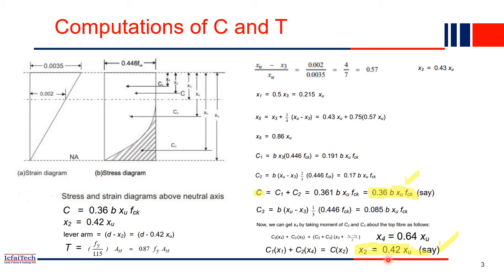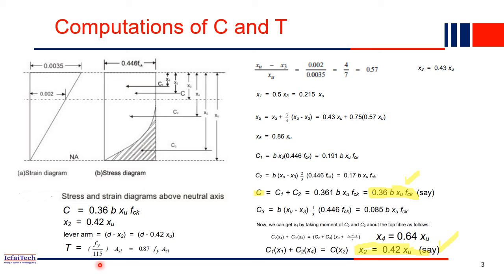Okay, now C and x2 are over. Now we have to find out what T is. T is the total tension force acting at the bottom, right? So that will be what? Area of steel. The entire tension force is taken care of by the steel, right? So that's why area of steel into stress in steel, which is nothing but fy, right? If you use Fe 415 grade of steel, then fy is 415, divided by the partial safety factor. The partial safety factor for steel is 1.15 as per the Indian Standard IS code.